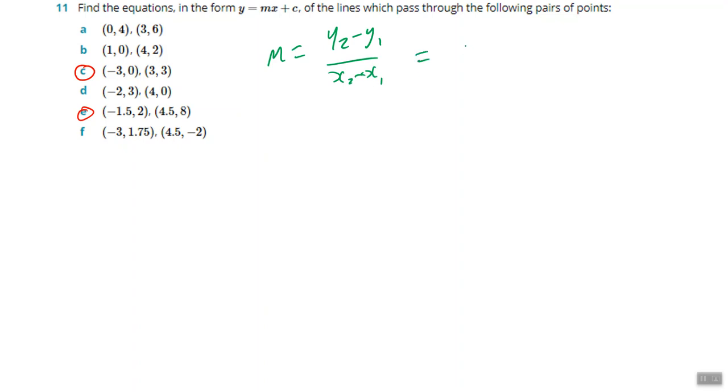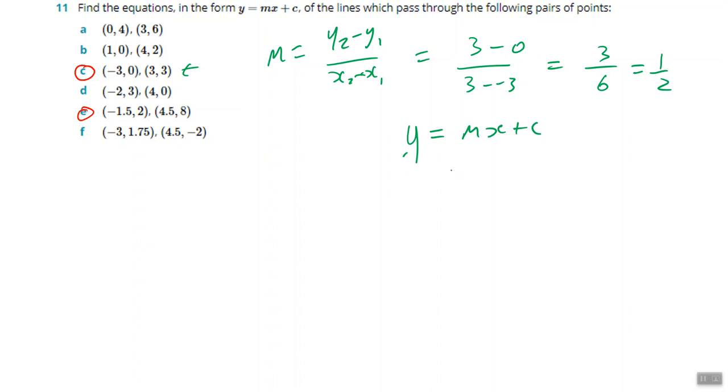So let's apply this to question C first. So I've got y2, 3 minus 0 over 3 minus -3. So that's 3 over 3 plus 3, which is 6. That simplifies to a half. Now, I have my gradient. y equals mx plus c, the general equation of a line. I sub in what I know already, so I know my gradient's a half. I need to substitute another point in, which the line passes, to work out c. So you can sub in either -3, 0 or 3, 3. No problem. Both will get the same answer.